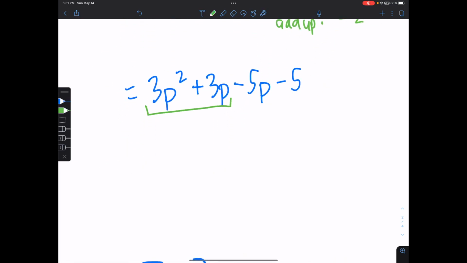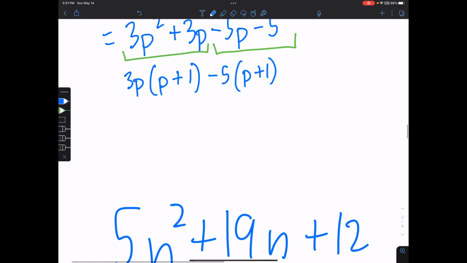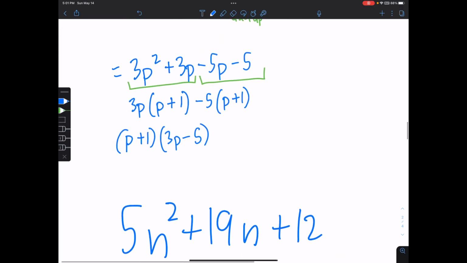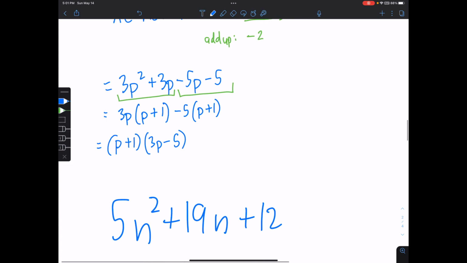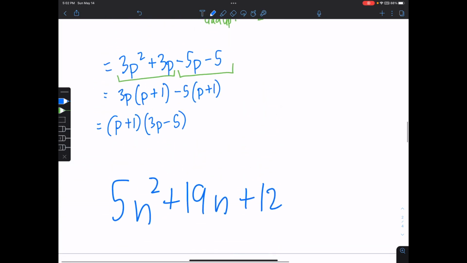So on the left 2 terms, we can factor out a 3p, and we get p plus 1. And then on the right side, we can factor out a negative 5, and then we get p plus 1 again. Combine like terms, right? P plus 1 times 3p minus 5. And that's one way to do it, okay? And this is the most traditional way of doing it. And this is the way you'll find in all math textbooks, but I'm going to show you two other ways.